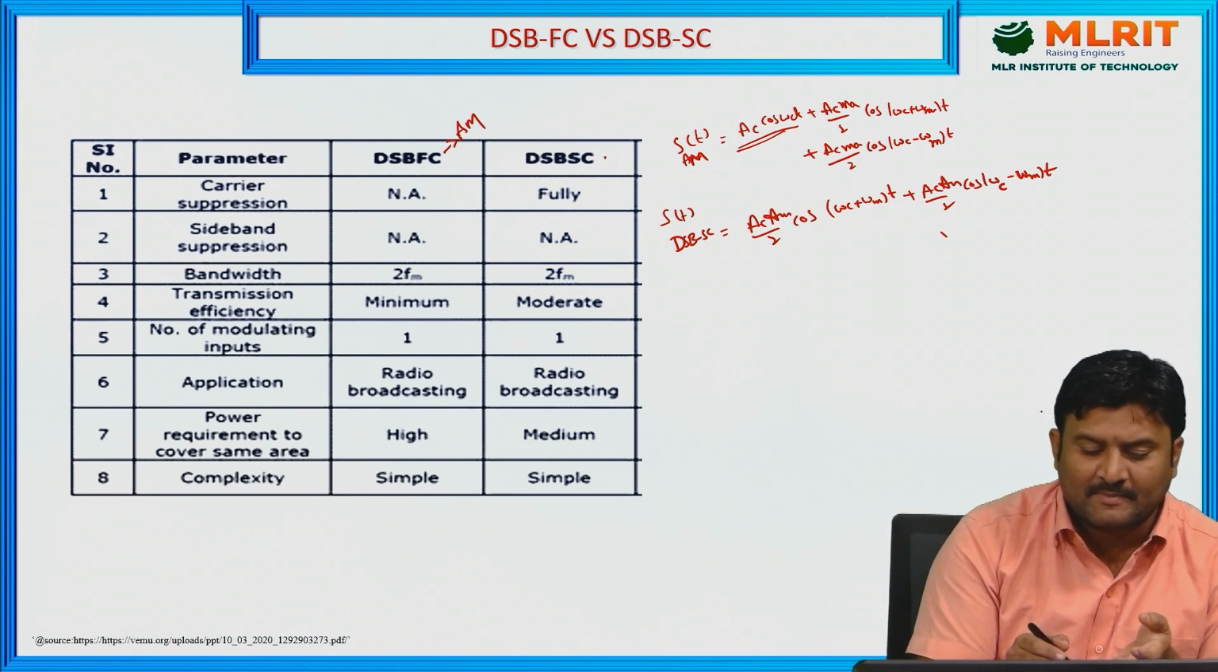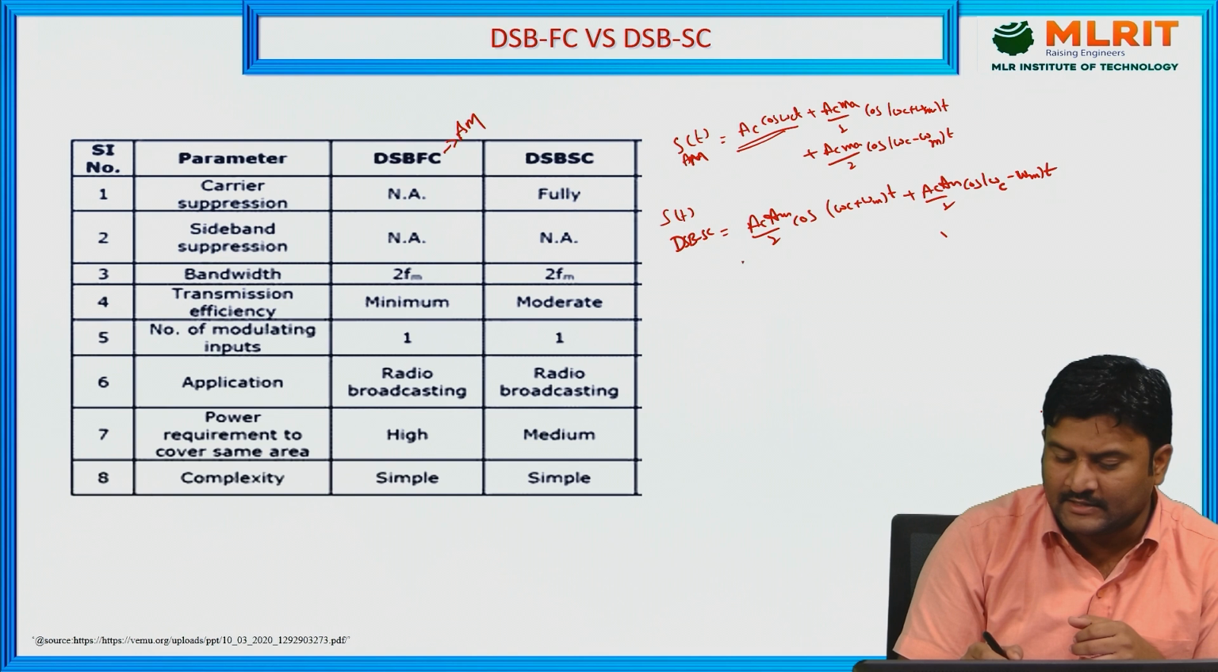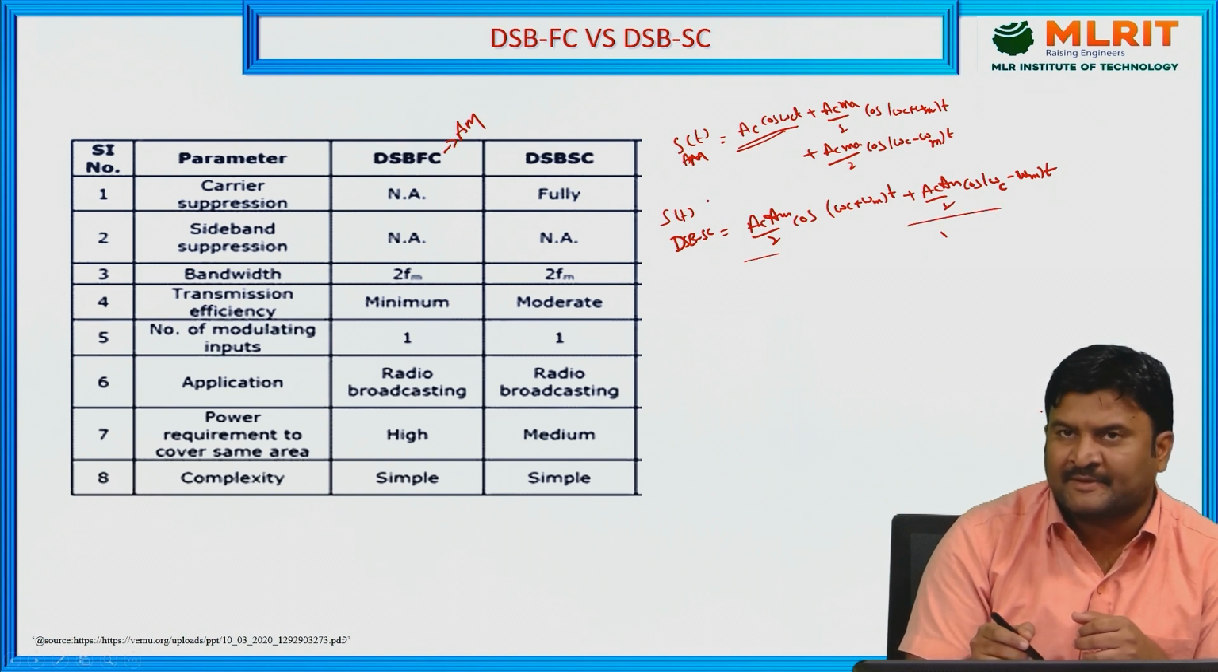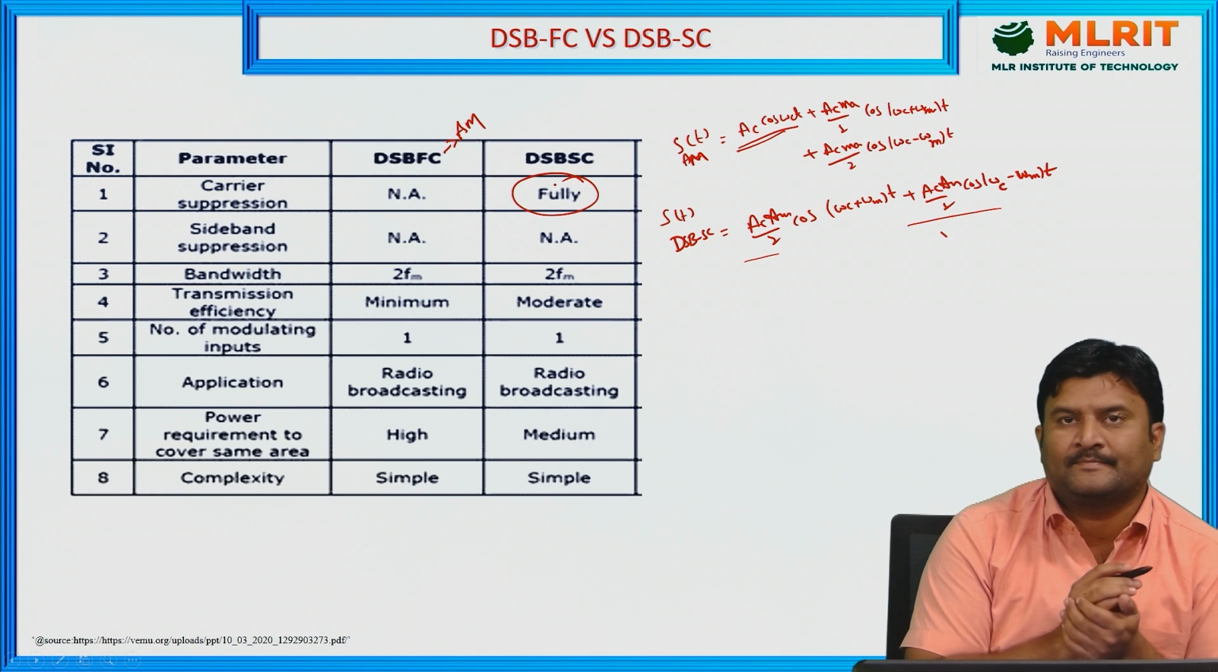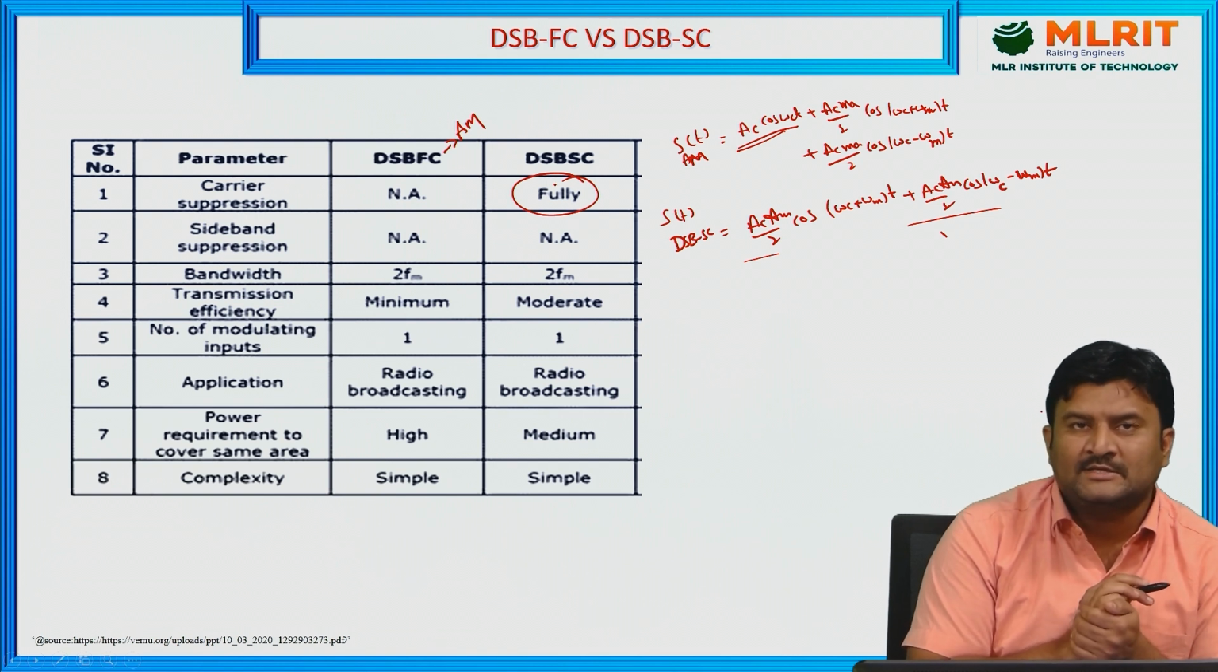And you go for the double sideband suppressed carrier. Here in this equation there is no carrier term separately. That's why the carrier is fully suppressed.